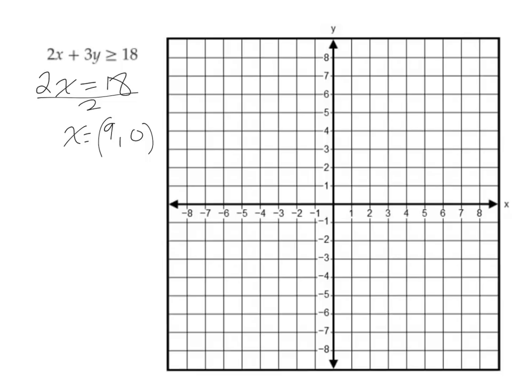So there's my x-intercept, 9, 0. Then I'm going to find my y-intercept, and my y-intercept would be when I plug 0 in for x.